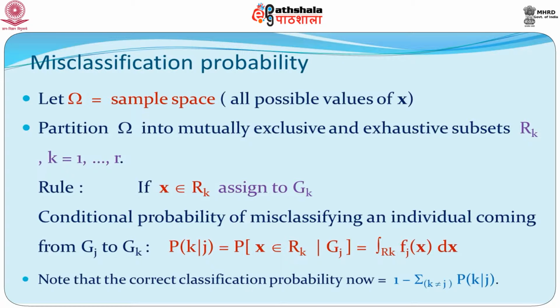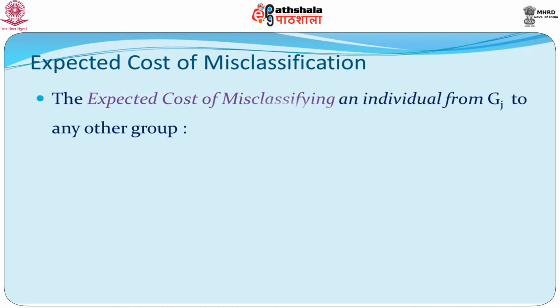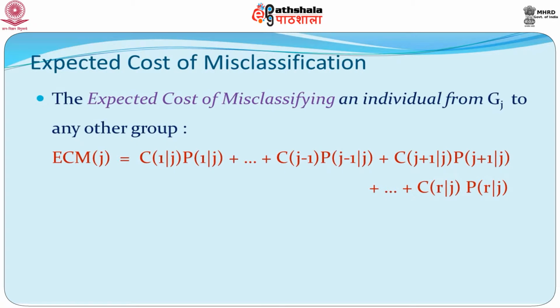Let us look at the expected cost of misclassification. The expected cost of misclassifying an individual from the jth group to any other group, which we will write as ECMj, is the cost of misclassification into the kth group given that he comes from the jth group, times the probability of misclassification into the kth group given that he comes from the jth group, and this would be summed over all k except when k is equal to j. So, we get this as a sum of the cost times the probability of misclassification.